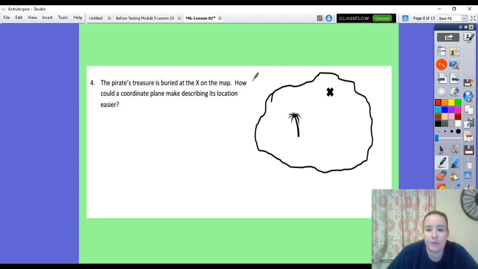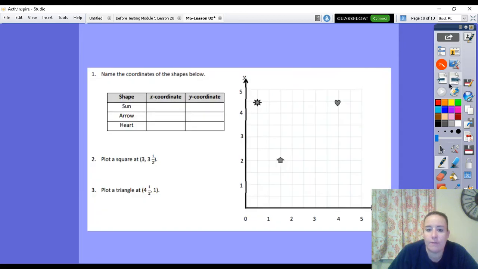For problem set number 4, I want you to imagine this entire island is on a coordinate plane with our X and our Y axis, and then talk about how you would label it so that way you could easily identify this X on our whole island. For your exit ticket, you're going to be identifying the X and the Y coordinates of the shapes, and then you're going to plot two shapes on this coordinate plane. All right, guys, good luck.